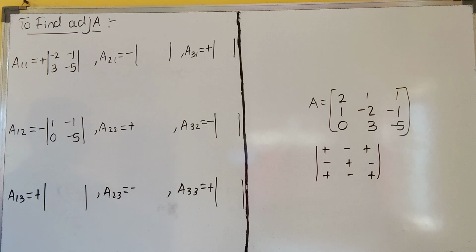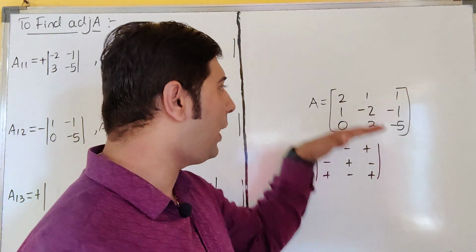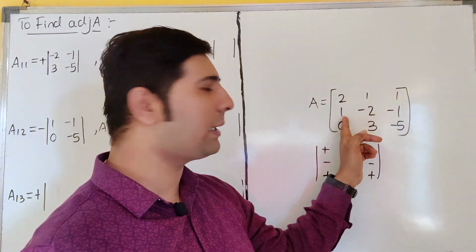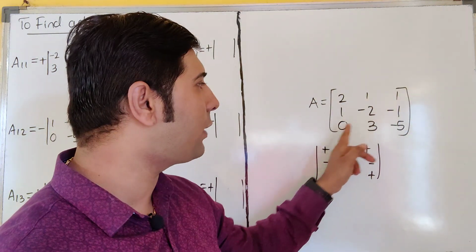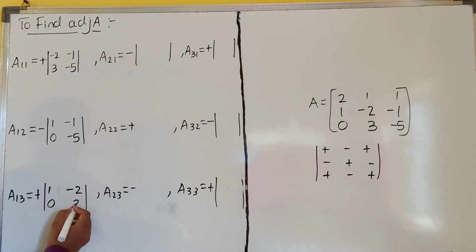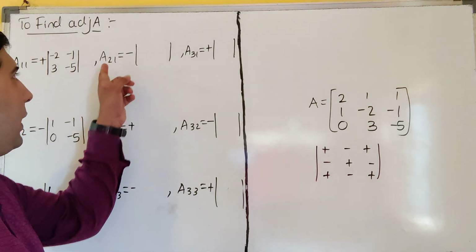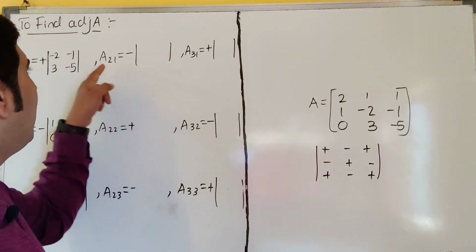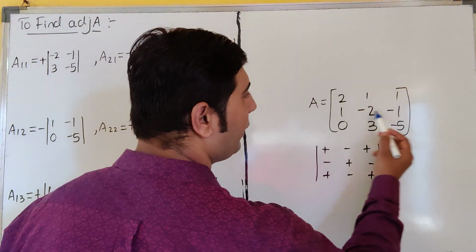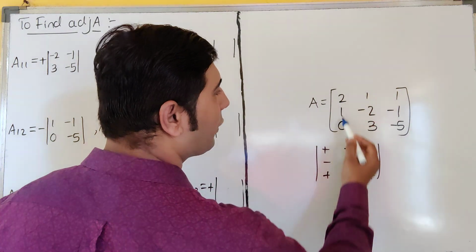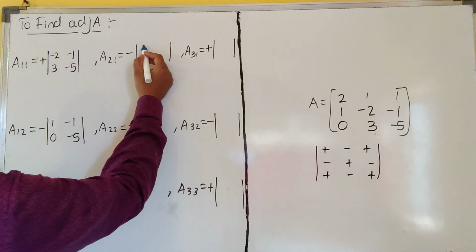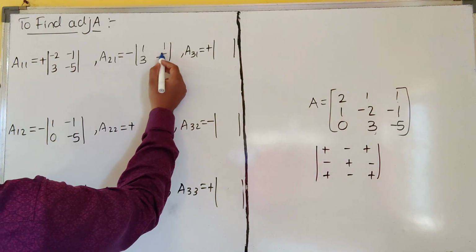So next is what? A13. A13 means what? You have to leave first row, third column. What is left now? 1 -2, 0, 3, dear students. Clear? So next is what? Second row, you have to leave first column. A21 means second row, first column you leave. What are you left with? 1 1, 3 -5.